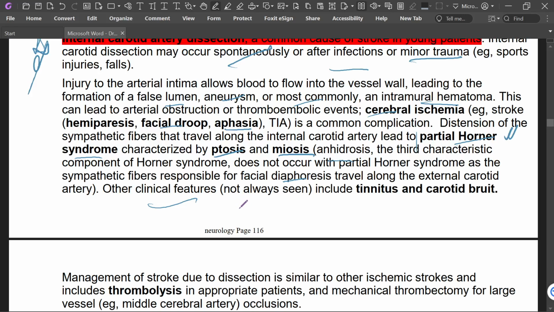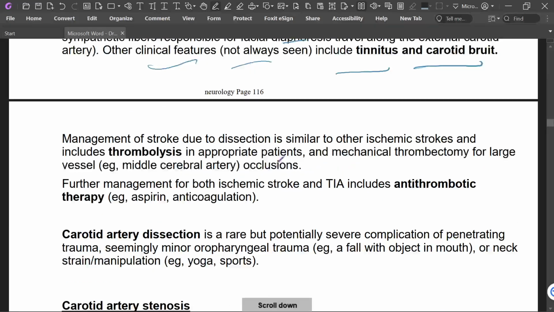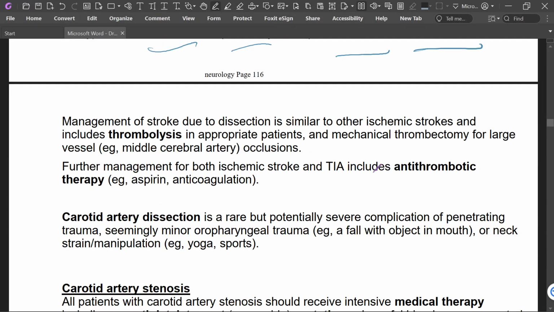Clinical features not always seen include tinnitus and carotid bruit. You should do thrombolysis if it is less than 4.5 hours. If it is not, then you should give aspirin and anticoagulation.